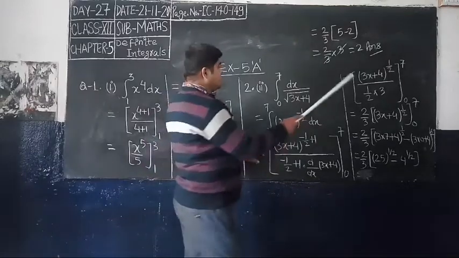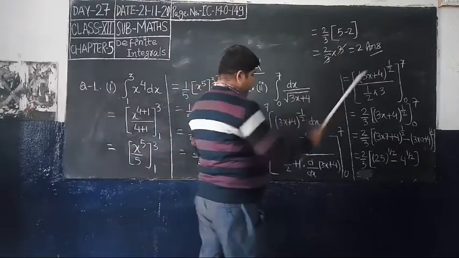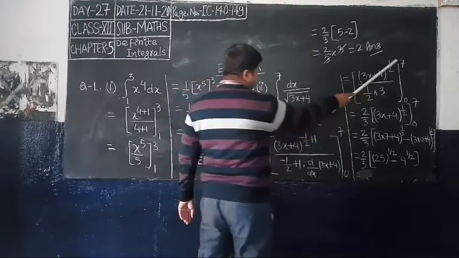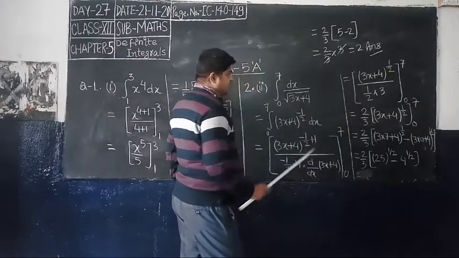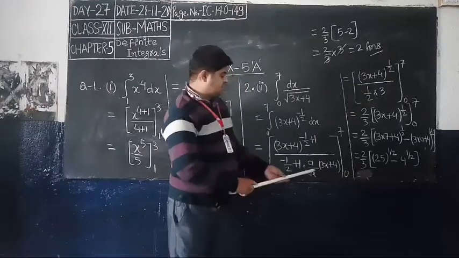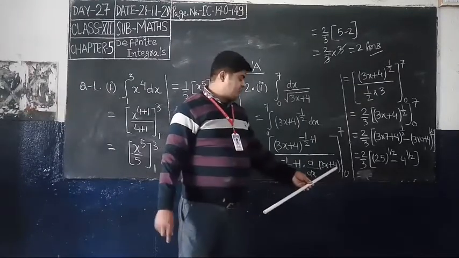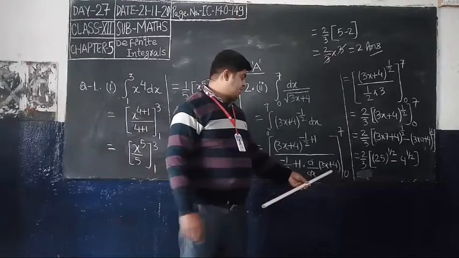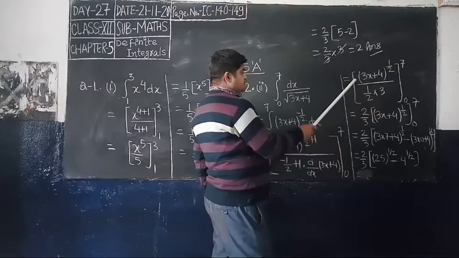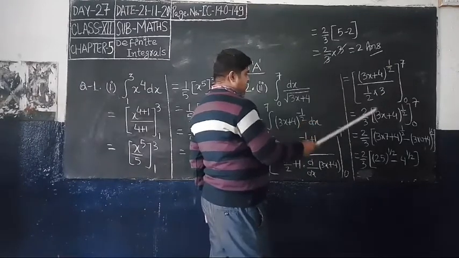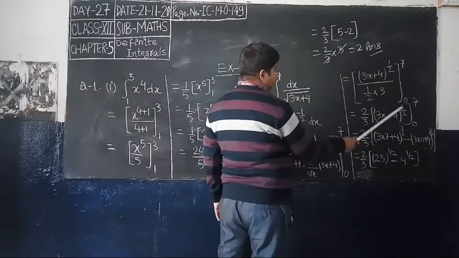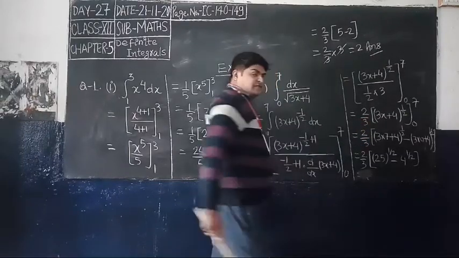Now this equals (3x plus 4) to the power half, and minus half plus 1 becomes half, 1 by 2. And you know the first derivative of 3x plus 4 is 3, because the constant term 4 gives 0. So you will write here 3. Now the 2 goes to the numerator, giving 2 by 3 times (3x plus 4) to the power half, and the limit is 0 to 7.